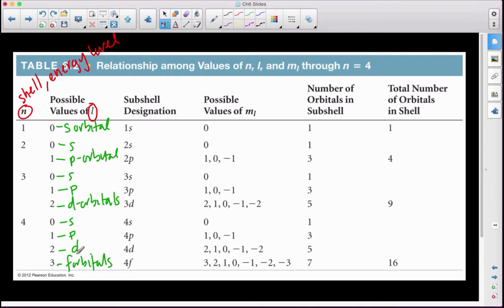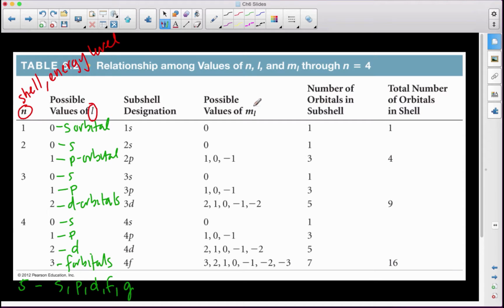Okay? And after d, I guess, they do go alphabetically. In that if we had a 5, 5 would have s and p and d and f and, right, g, okay? All right, moving along. So here, this should look very familiar because we talked about this part last year, right?